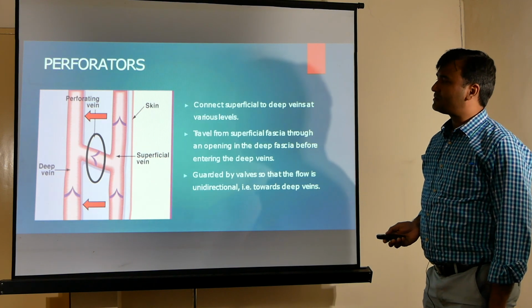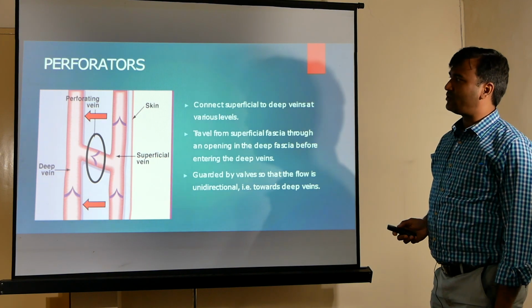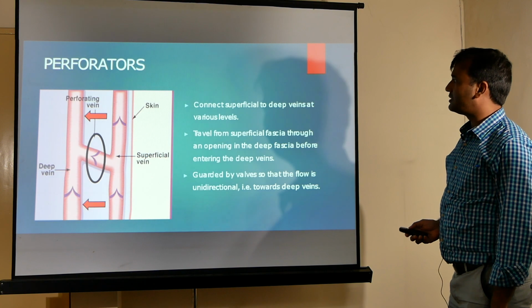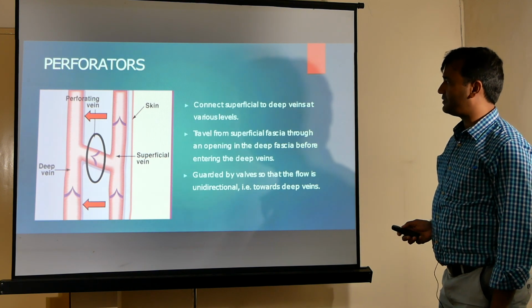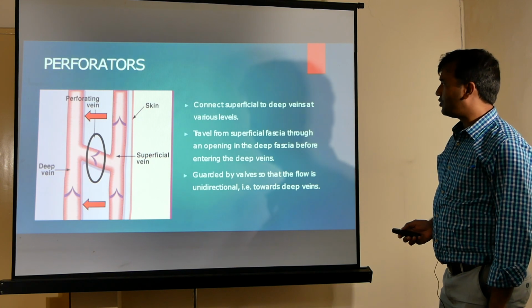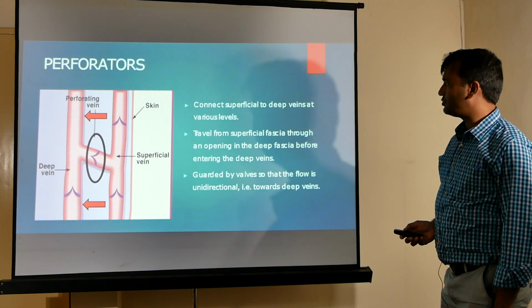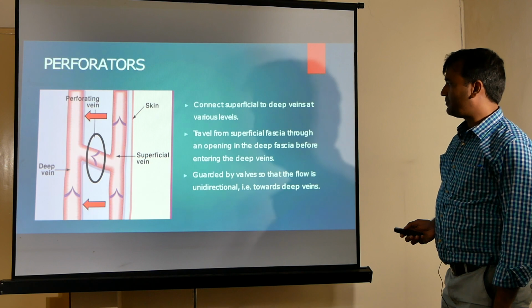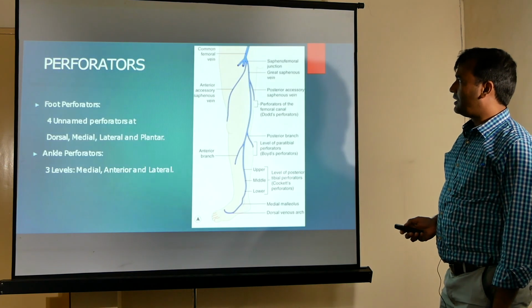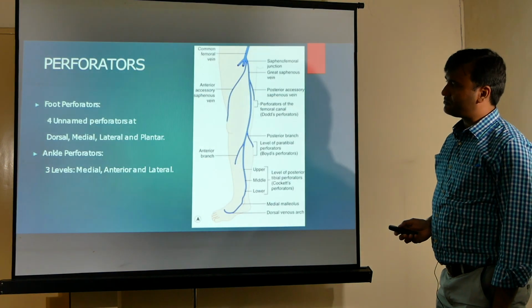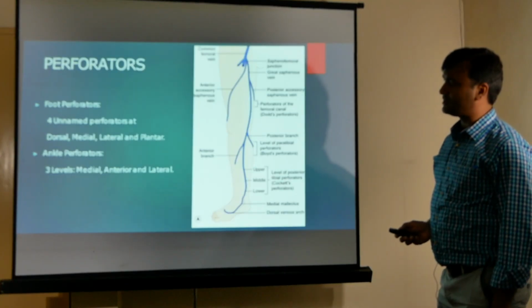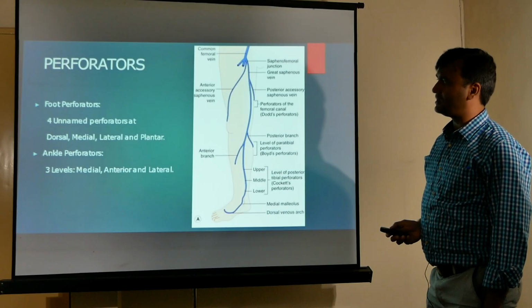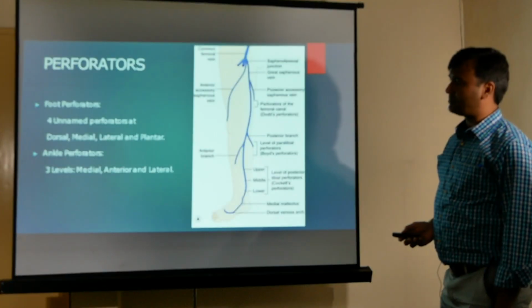Now comes the third thing, that is perforators. Perforators connect the superficial to the deep venous system at various levels. They travel from the superficial fascia through an opening in the deep fascia before entering into the deep vein. There are multiple perforators present at the level of the foot. There are four unnamed perforators at the foot, that is dorsal, medial, lateral, plantar, and three ankle perforators.